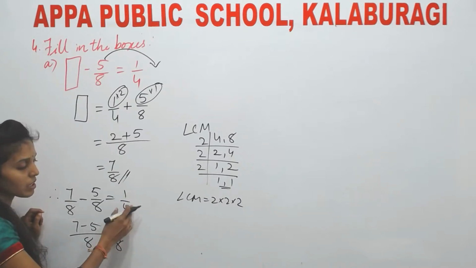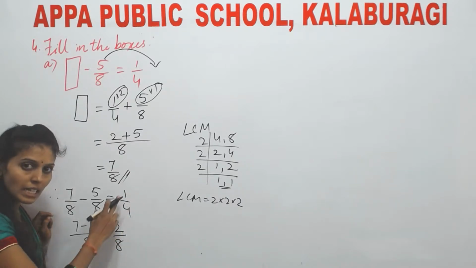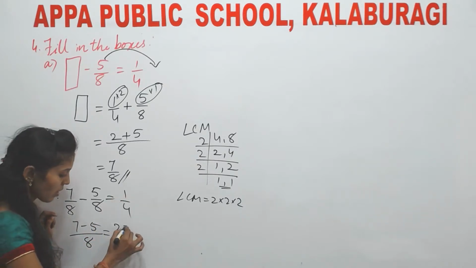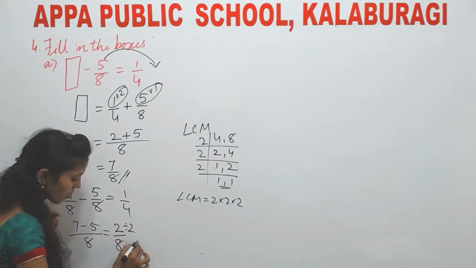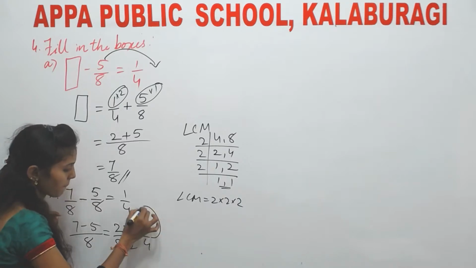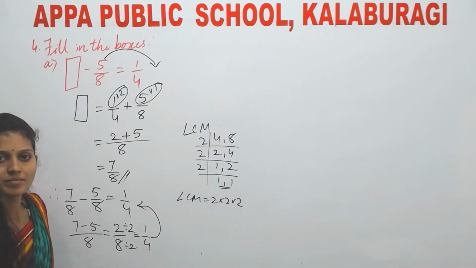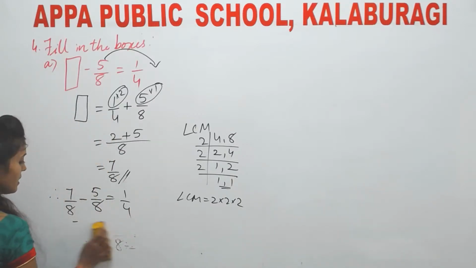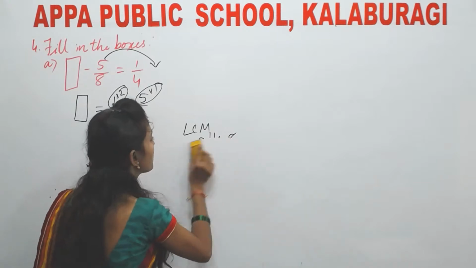We got 2 by 8, but they gave the answer 1 by 4. Is there any relation? Yes, they are equivalent fractions. Both are divisible by 2, no? So 2 ones are 2, 2 fours are 8. Correct? Yes. Very easy, isn't it? Now, B1.